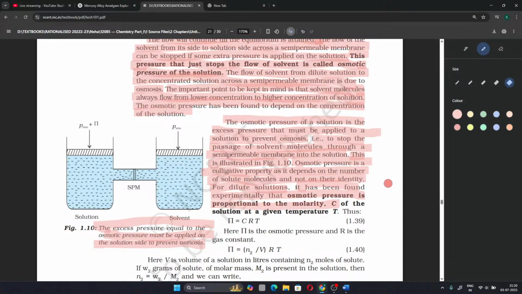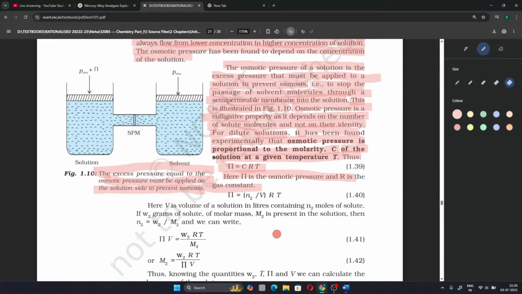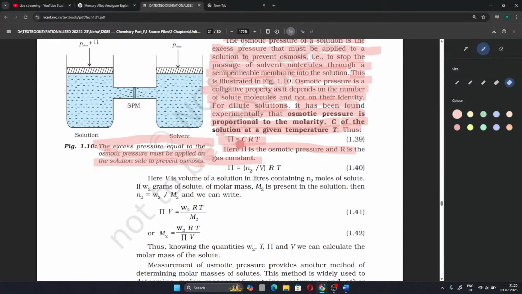This is molarity at a given temperature. Thus, pi equals CRT, where pi is the osmotic pressure, C is the concentration or molarity, R is the gas constant, T is the temperature. And we know that molarity is the number of moles of solute by the volume in liters. This is also why we write the pi.